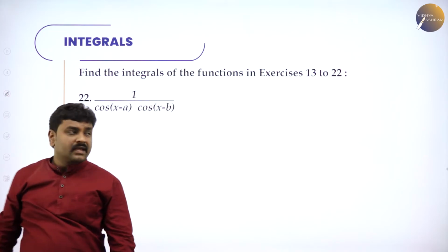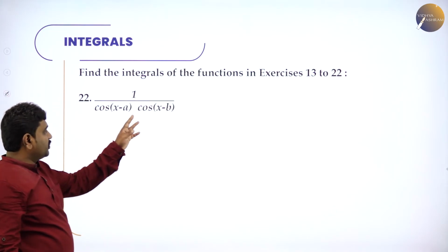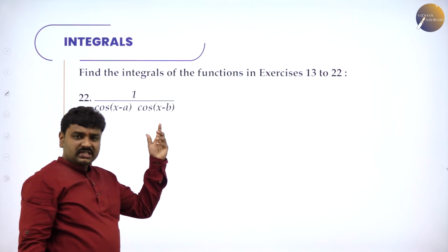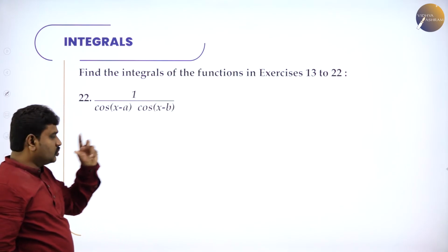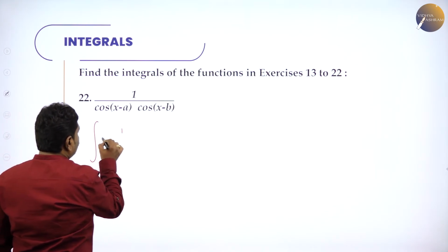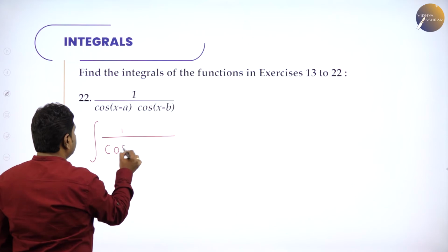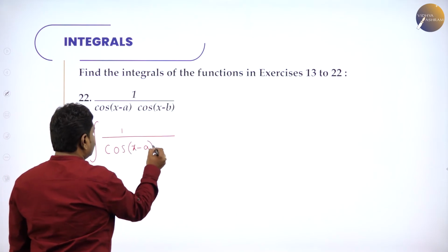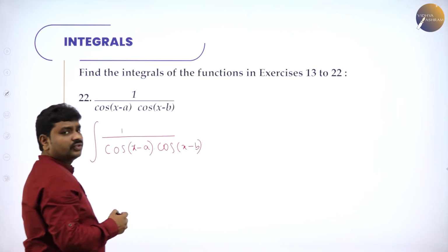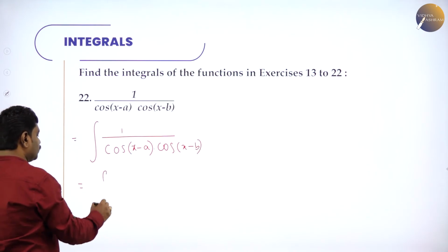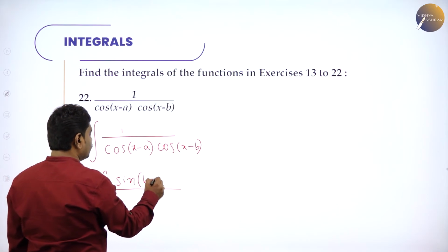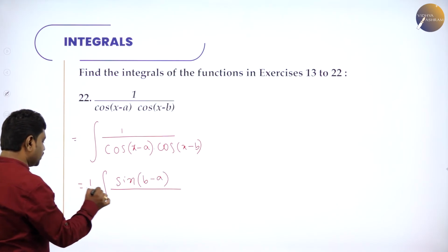Next, 1 by cos of x minus a into cos of x minus b. Observe this. Simplifying this is difficult. So we have to use all the tools of algebra and compound angles. So what I'll do, I'll introduce sine compound angle so that the problem reduces. What I'll do, I'll introduce sine of b minus a, divide and multiply by sine of b minus a.